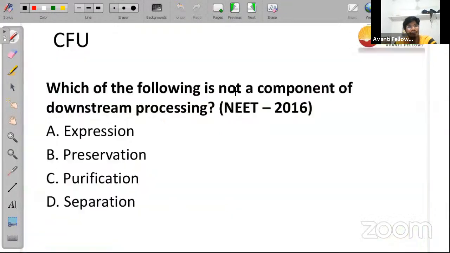Right, now we'll move to the last part. One more question is there here. Question is, which of the following is not a component of downstream processing? This question has been asked in NEET 2016. Now here only I explained you the processes or steps of the downstream processing. Options are option A expression, option B preservation, option C purification, option D separation. I'm launching a poll for this particular question. You can answer in the poll. ठीक है, मैंने पोल लॉन्च कर दिया है क्वेश्चन में.